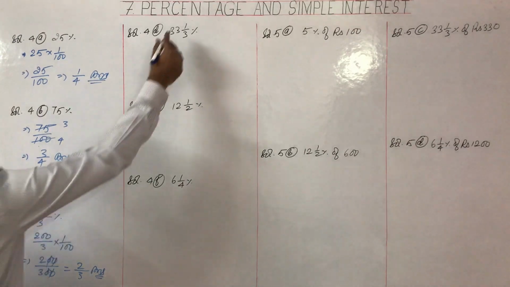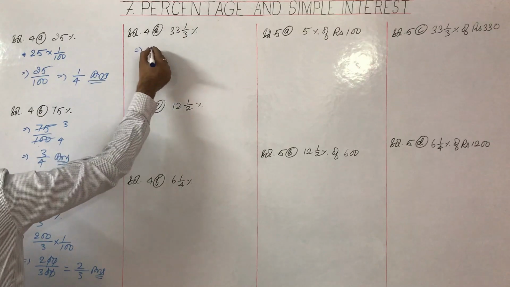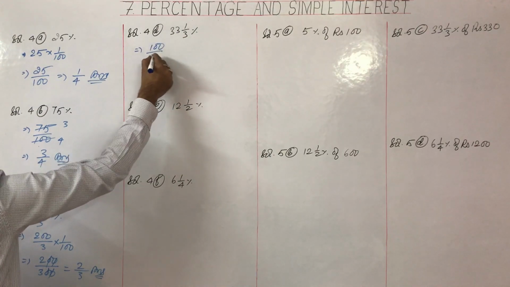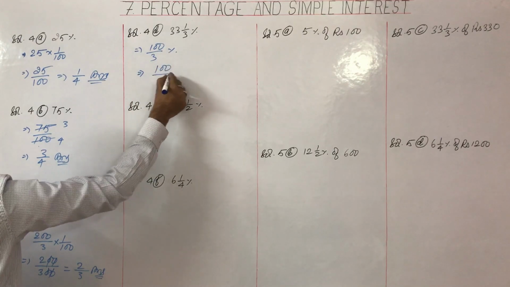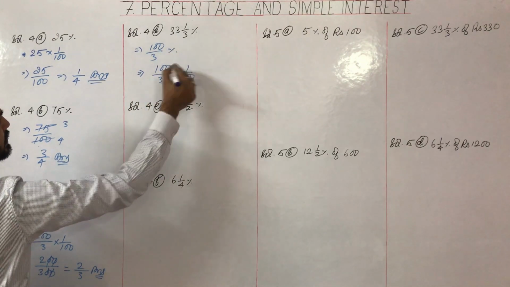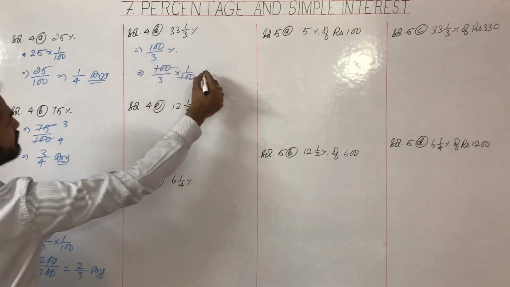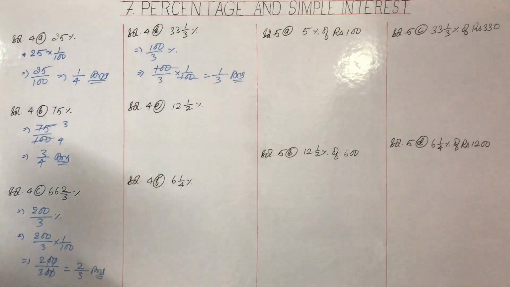Next, 33 1 by 3. Again, 33 into 3, 99 plus 1, 100 by 3%, or write 100 by 3 into 1 by 100 for the percent sign. So 100 and 100 cancel. The fraction is 1 by 3.